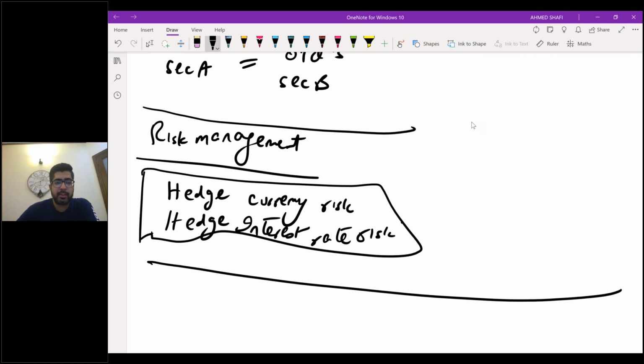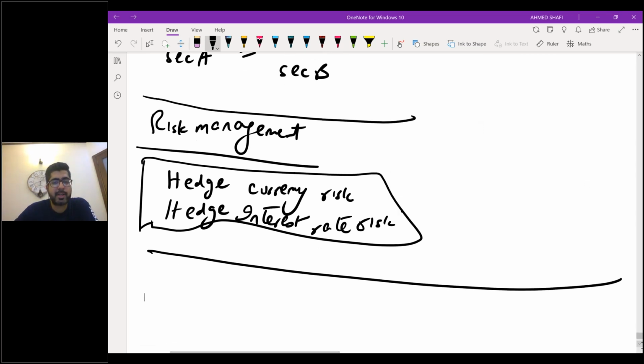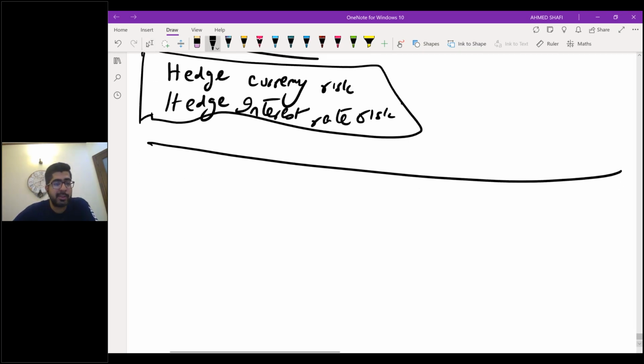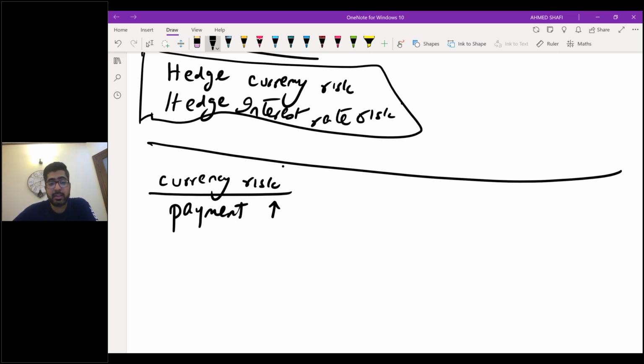Okay, so in interest rate risk management and currency risk management, you are asked to hedge or deal with currency or interest rate risk. Now, remember, just a quick recap. Currency risk. What was currency risk? That when a company wants to make a payment, the rates go up, or when it is receiving money, the rates go down.